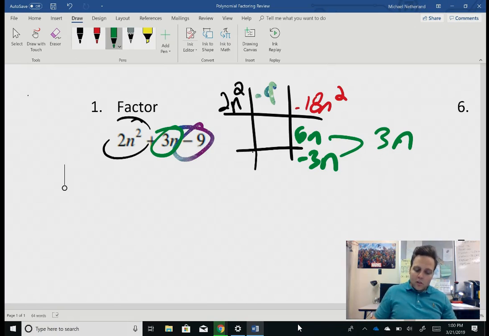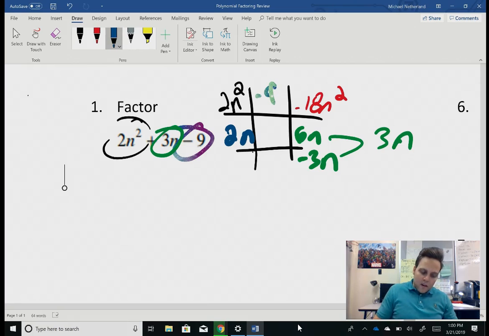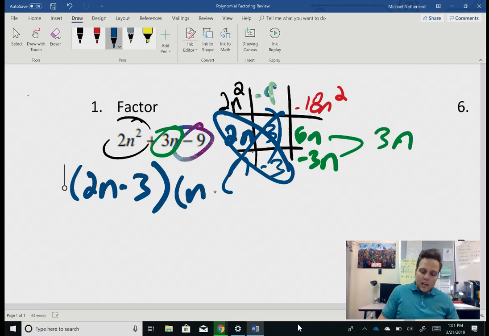Now we ask, what do 2n squared and 6n have in common? That's what I'm going to put right here. Well, they have a 2n in common. Then we say, what do 2n squared and -3n have in common? They just have an n. Now we say 2n times what is 6n? That's 3. n times what is -3n? That's -3. So we go across, we go across. We end up with the factored form of 2n minus 3 times n plus 3. Let's move on to our next problem.